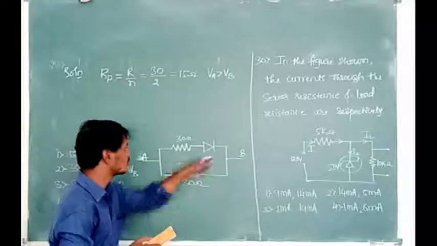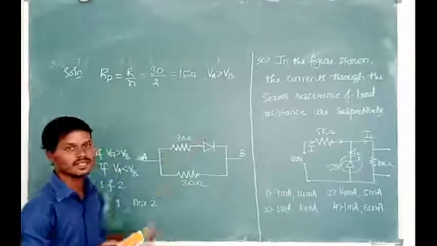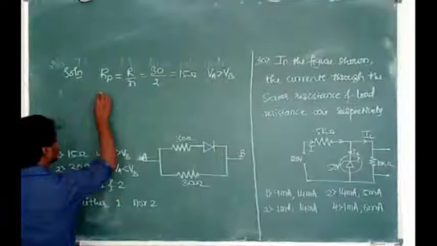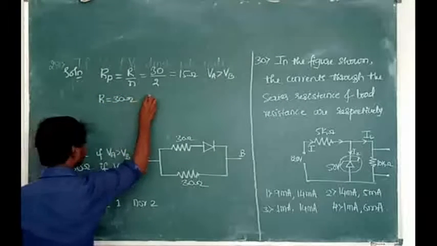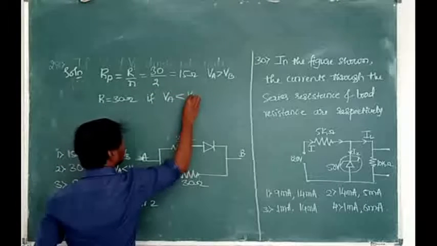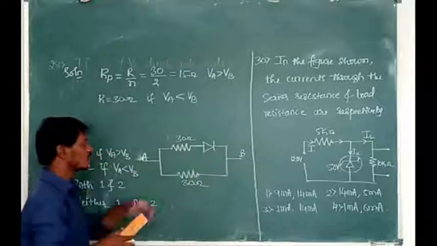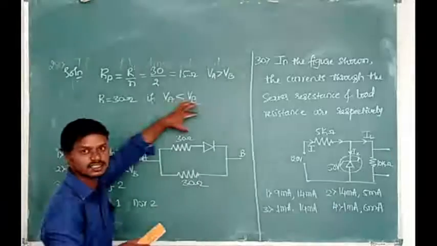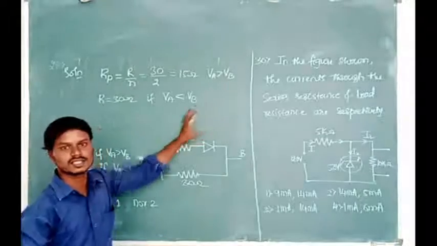We are not going to consider this branch because here it is reverse bias. Hence, what is the resistance here? Resistance is 30 ohm when VA is less than VB. If VA is less than VB, then the diode is reverse bias. Hence, there is no flow of current through this branch, because it does not conduct any current.